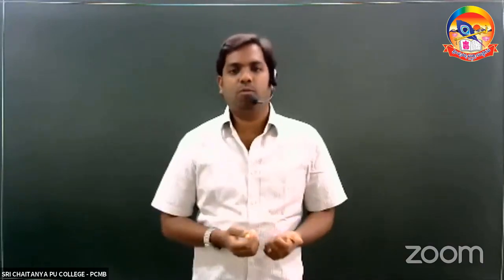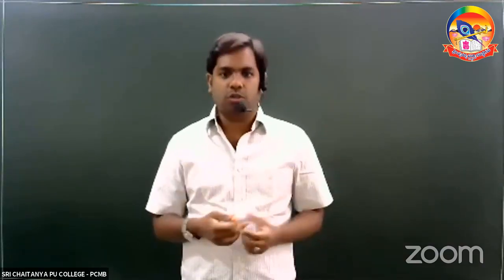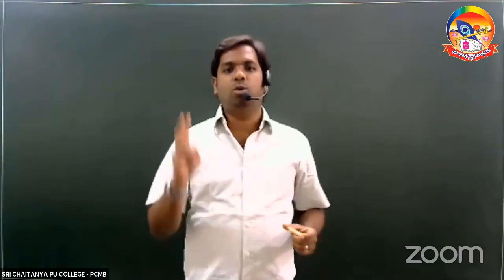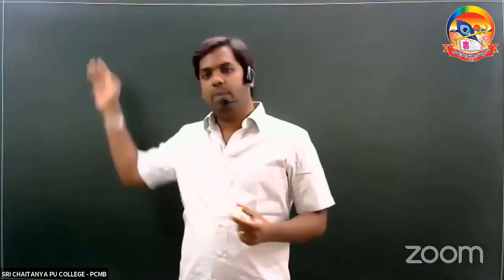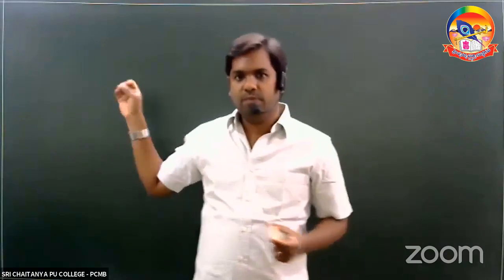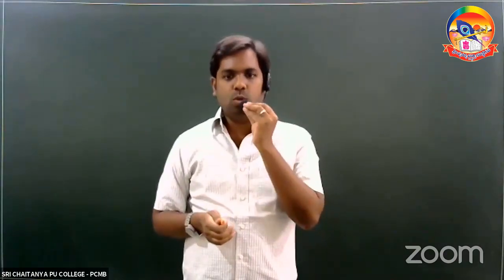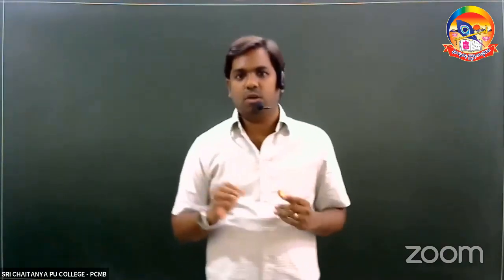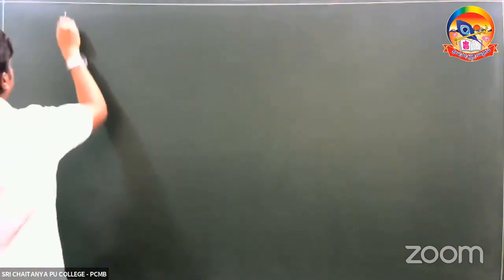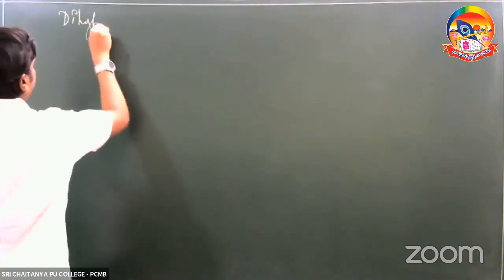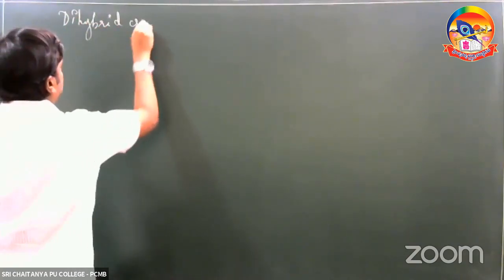If you could recollect, in the previous session we started off with Morgan's dihybrid cross. We saw that Morgan performed two different crosses with the help of these three characters, of which we started off with the first cross. So let us continue and finish off the crosses which were actually performed by Morgan. We are talking about Morgan's dihybrid cross in Drosophila melanogaster.